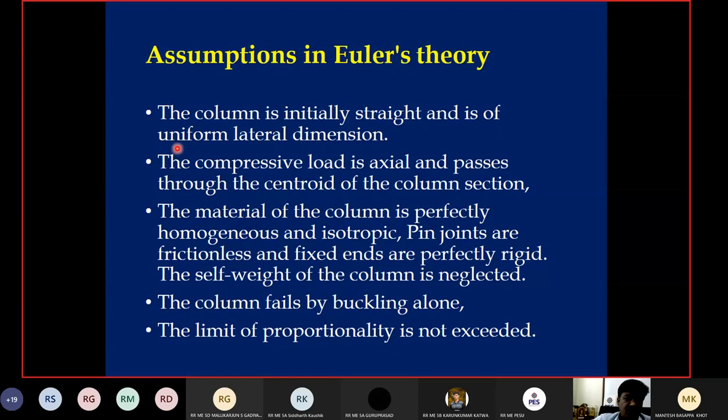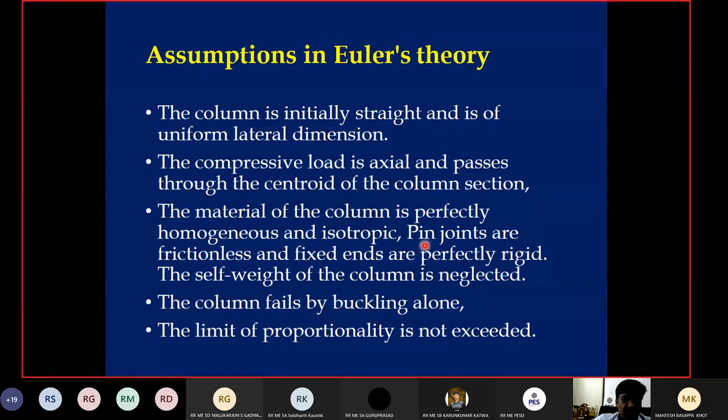Now, the assumptions. The column is assumed to be initially straight and to have uniform lateral dimension. That's the first assumption. The compression load is axial and passes through the centroid of the column section. That's the assumption he made to derive this, but as you all know, in reality this will not be true. The material of the column is perfectly homogeneous and isotropic. Though this is achievable these days, it's still questionable when it comes to material property, but the assumption is good enough to get the most approximate solutions. So not to worry much about that.